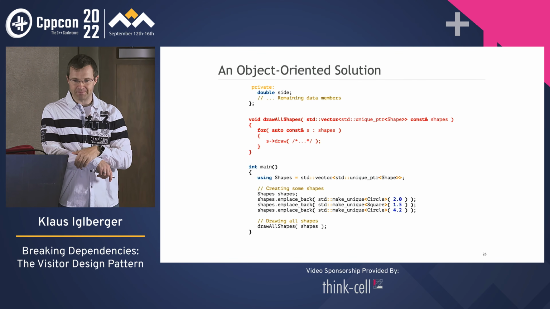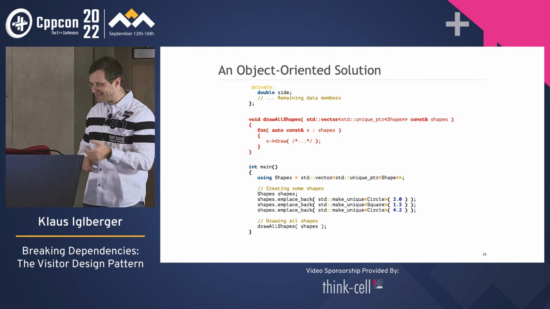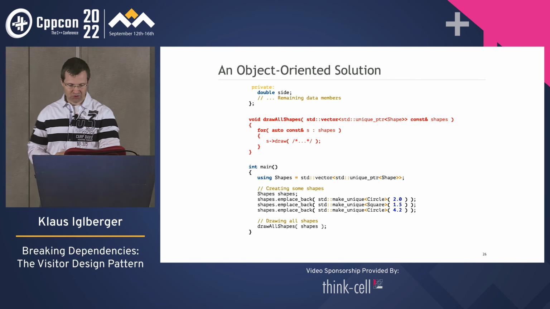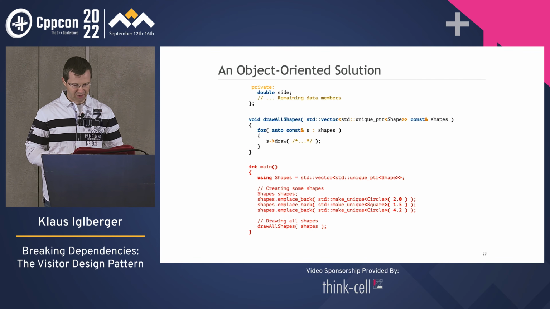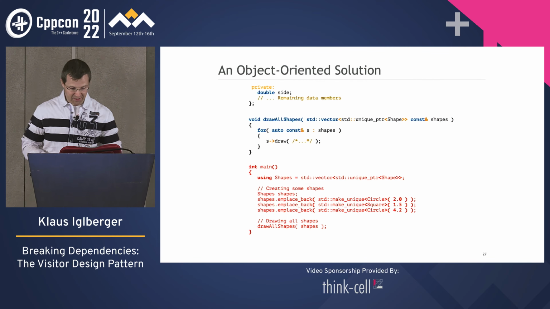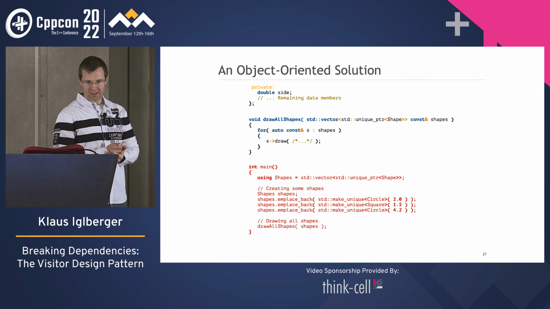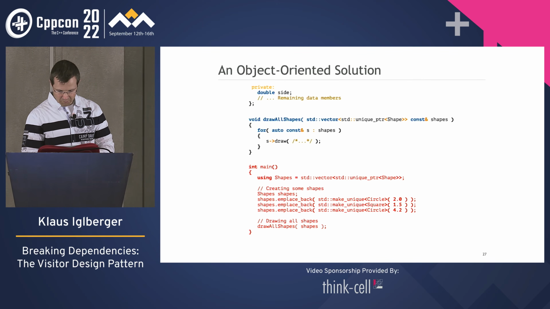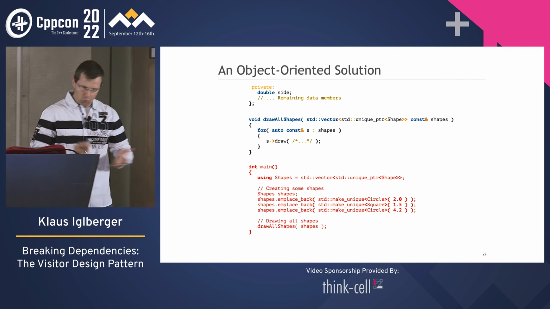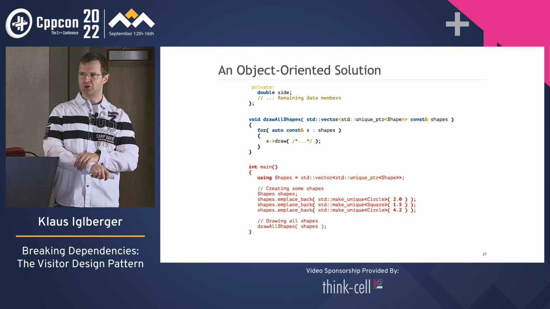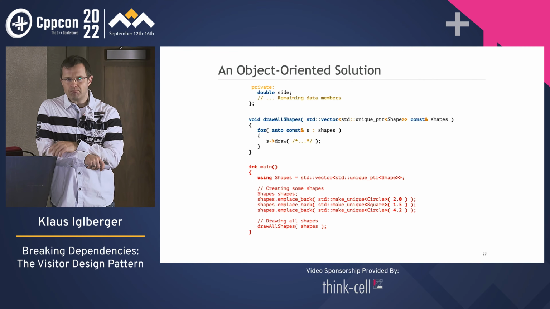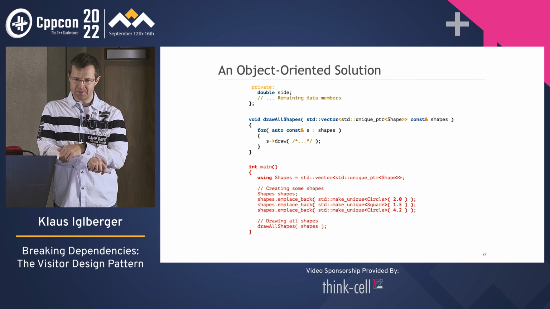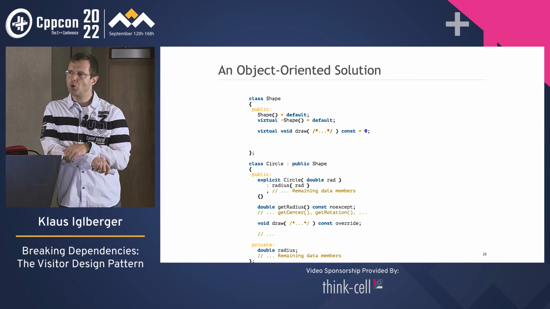This is easily extendable by new kinds of shapes. The main function, by the way, is exactly the same. No changes down here. So it's definitely easier. Definitely easier. And so that's the solution. Object-oriented programming. Now maybe for many problems, but unfortunately not for all problems.